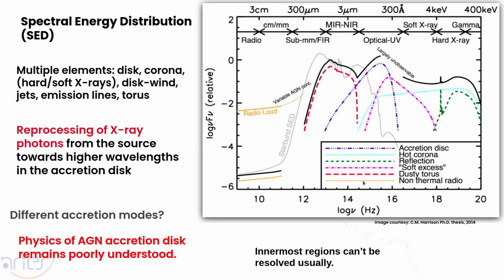As you know, there are multiple elements involved there. You have the accretion disk, we have the corona over the accretion disk, we have the disk wind, the matter flowing outside the accretion disk, you have emission lines from the BLR, as I told, and you have the dusty torus.